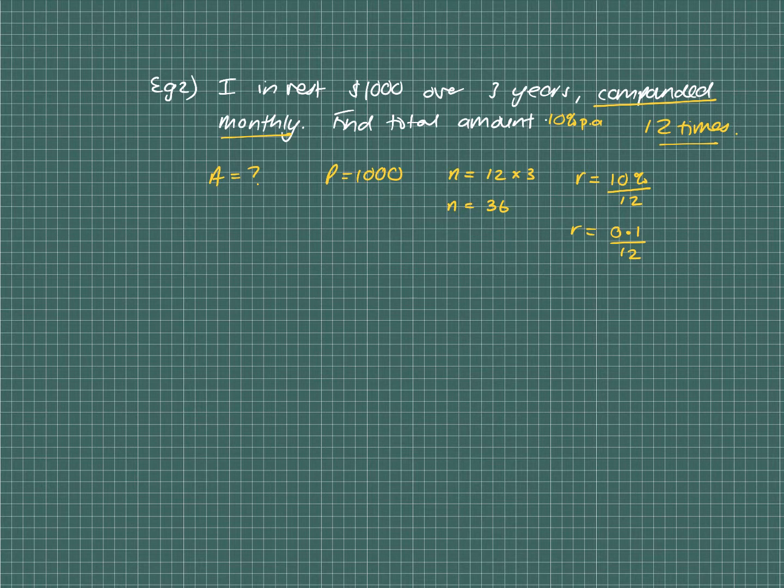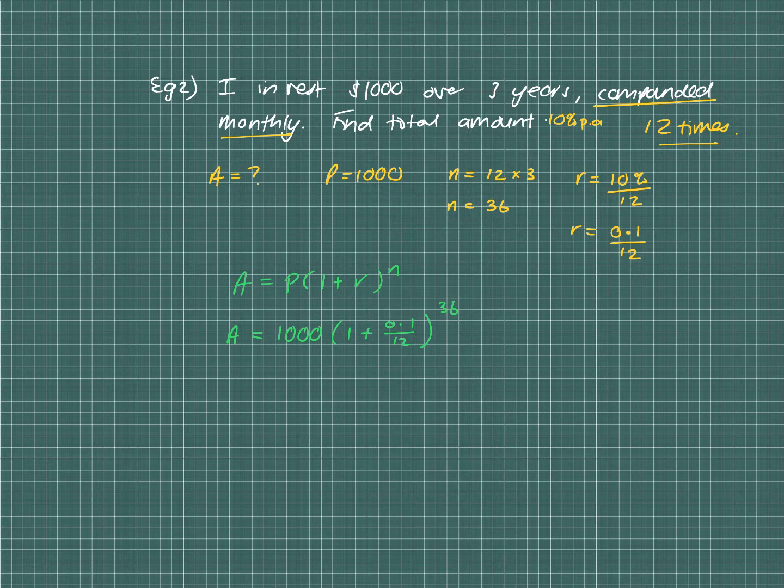Okay, so this is like the really important part, and this is why people really struggle with this stuff, because they don't divide the interest rate by 12. Now, that's not a particularly nice number. I'm going to leave it as 0.1 over 12. And now what I do is I come to this little formula of A equals P brackets 1 plus R to the power of N. So we're going to have A equals, we're going to have the principal of $1,000. We're going to have 1 plus 0.1 over 12 to the power of 36.